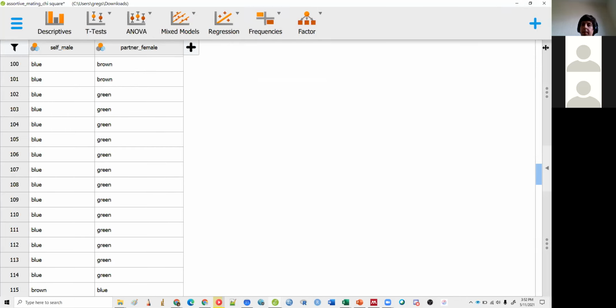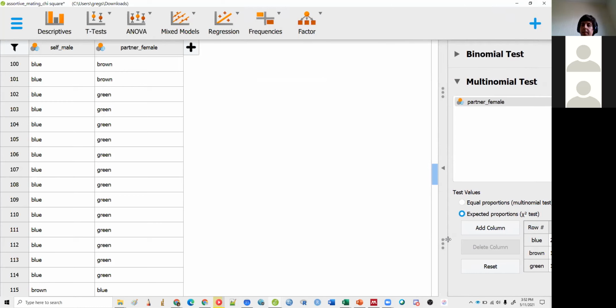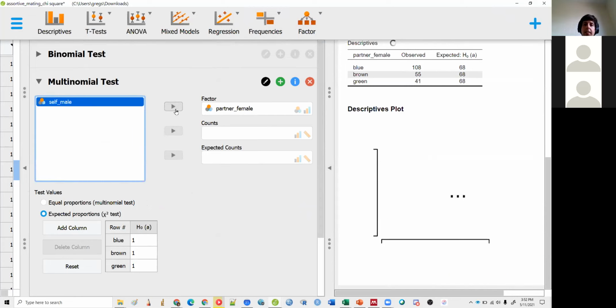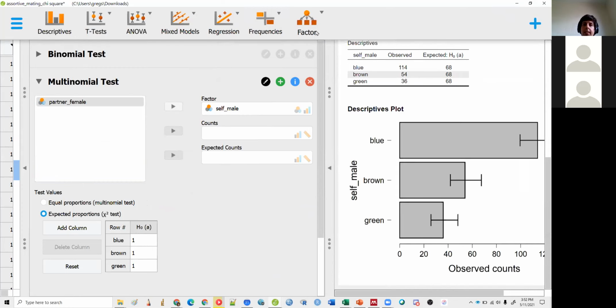Oops. So what happens when we add another factor? Hold on a second. Hold on, I know there's a way to do what I want to do.